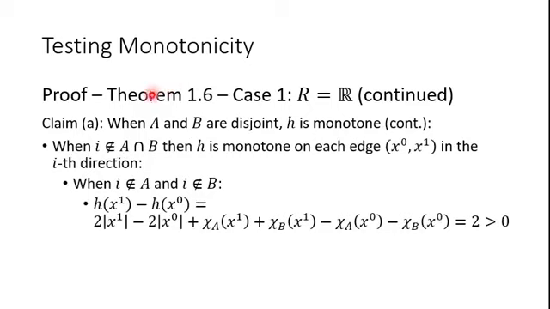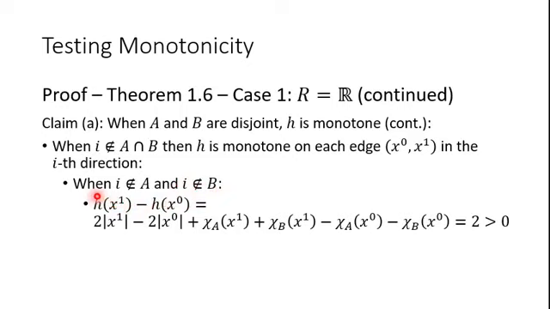So we are in the case when A and B are disjoint, and we want to show that H is monotone. Specifically, i is not in the intersection of A and B because they are disjoint. And we will want to show that H is monotone on each edge x0, x1 in the ith direction. One of the options for i not being in the intersection of A and B is when i is not in A and also i is not in B. We will soon see other cases.